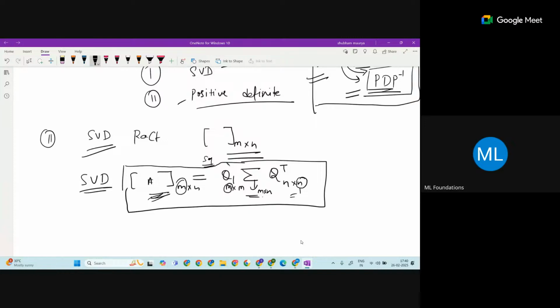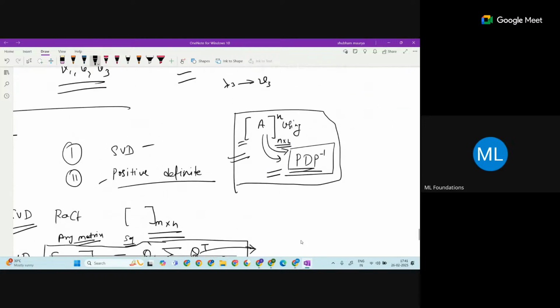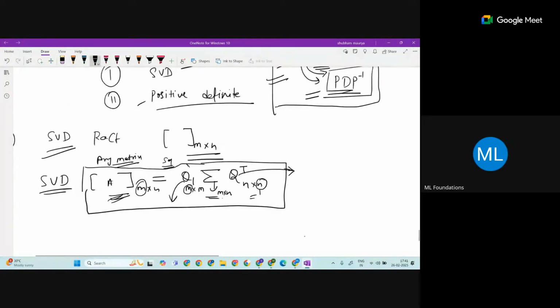So the question is how we can get this Q1 and this Q2. Why or how? What is the problem? This is true for any matrix. Any matrix can be decomposed in this fashion. Here the problem was on the diagonalizability concept: are we able to diagonalize or not? That was the issue. But this is true for any matrix.